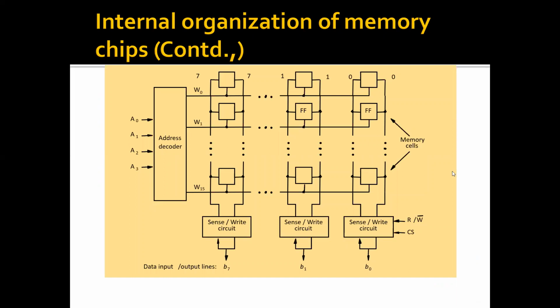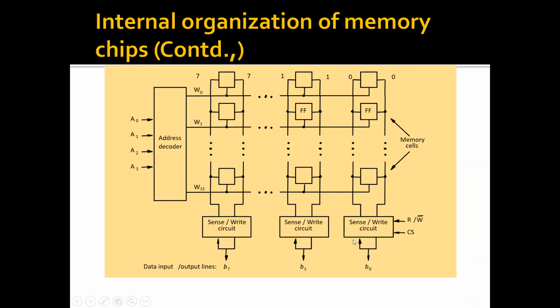You can see each cell holds 1 bit of information, either 0 or 1. In this example, in one row there are 8 cells numbered from 0 to 7. So each row is a word: word 0, word 1, word 2, up to word 15. That means there are 16 words in this memory organization. To each cell, there are 2 lines connected. Here you can see the sense or write circuit being used, and the outputs of these are connected to the data input or data output lines.